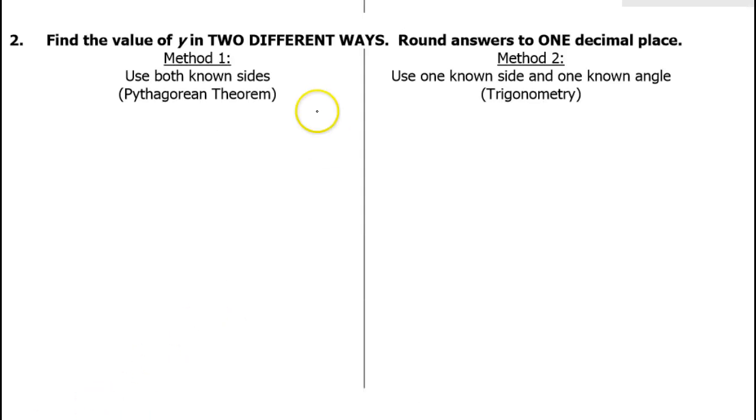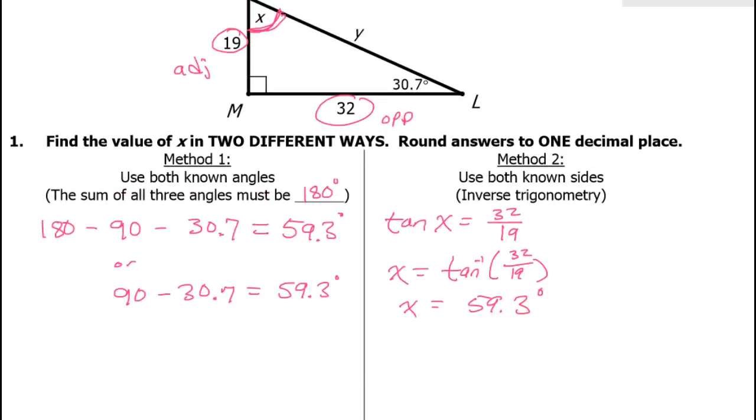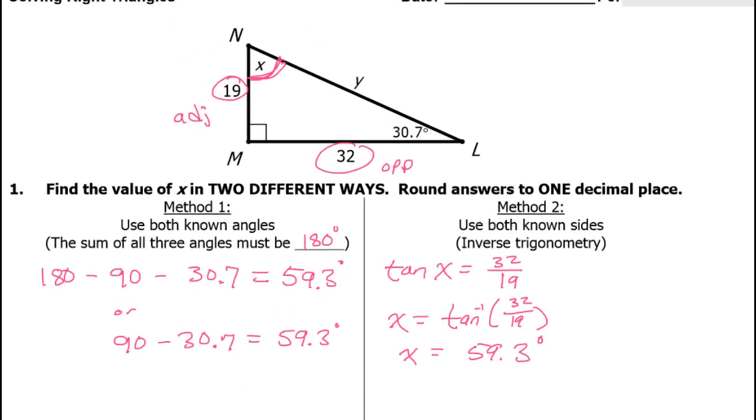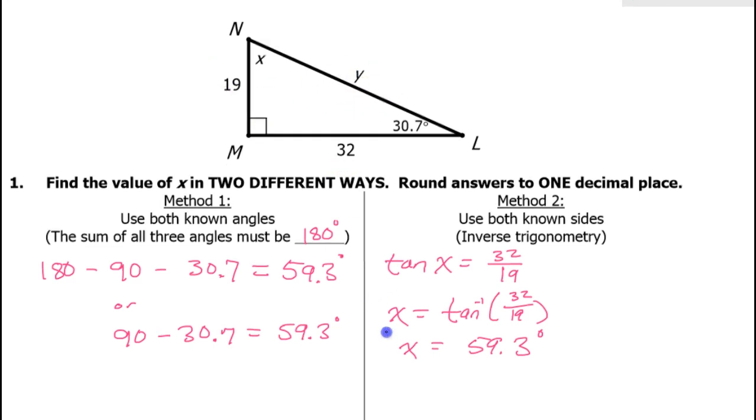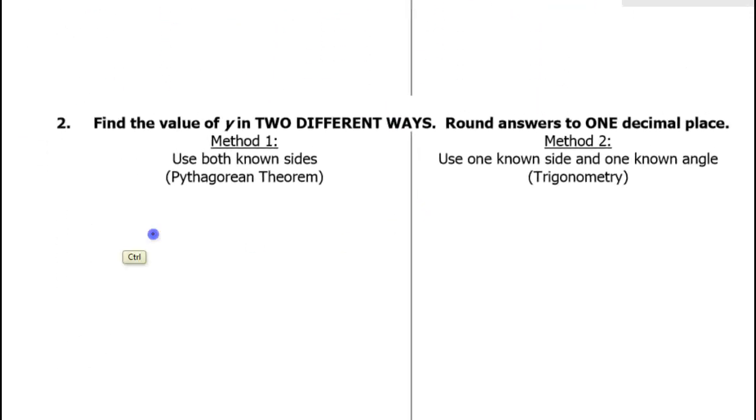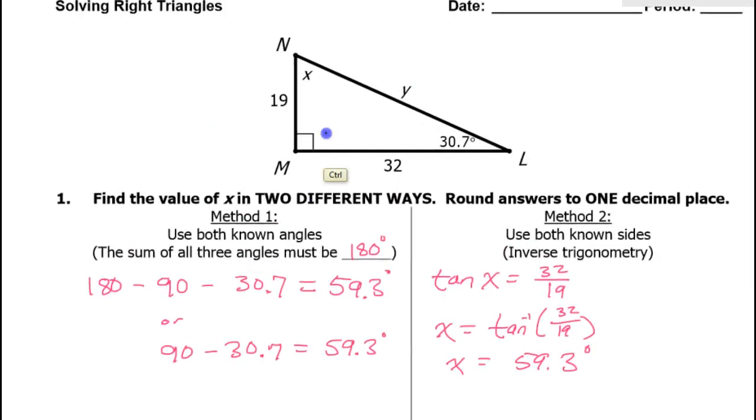For problem number 2, we are to find the value of y in two different ways. So I guess we have to look back at this picture again. Let me erase my markings. One way to find the value of y is to use the Pythagorean Theorem. We have two sides of the right triangle given, and we're missing the third side. The missing side is the hypotenuse. So when you say a squared plus b squared equals c squared, in this case it will be 19 squared plus 32 squared equals y squared.